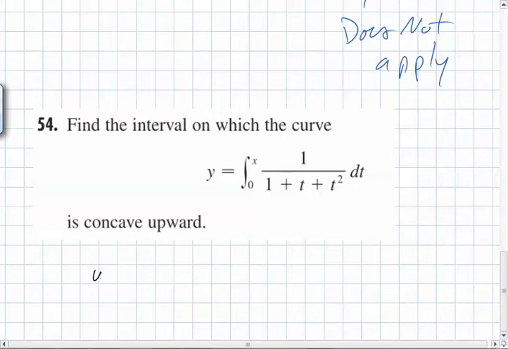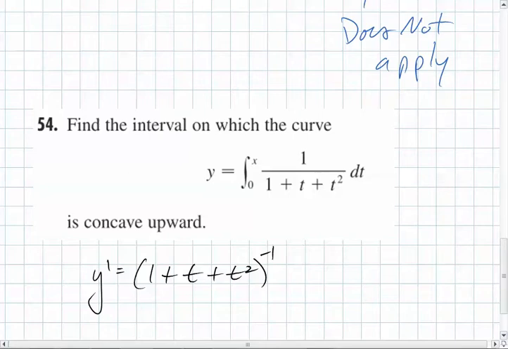Y prime. So we're going to use y prime. We're going to find it using the first part of the fundamental theorem of calculus. This is pretty nice because this is just x. So what is the first derivative? 1 plus t squared to the what power? -1. I'm just writing it like that because it's easier to differentiate now. Do you agree that that's the first derivative of y?